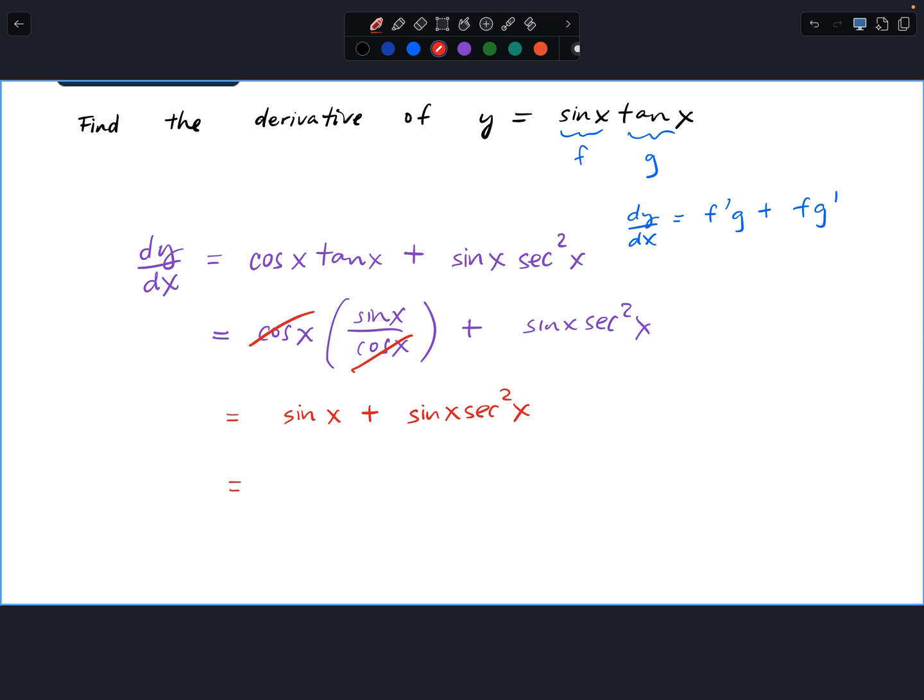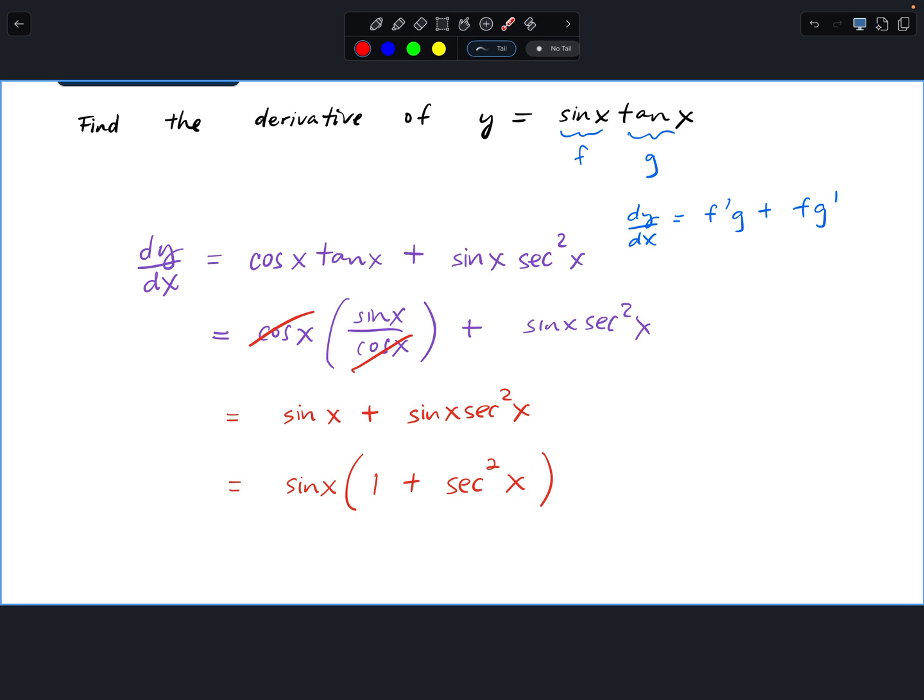And you guys remember me telling you that sometimes you can factor out a GCF. What's the GCF? Sine of x. So sine of x times what? 1 plus secant squared x.